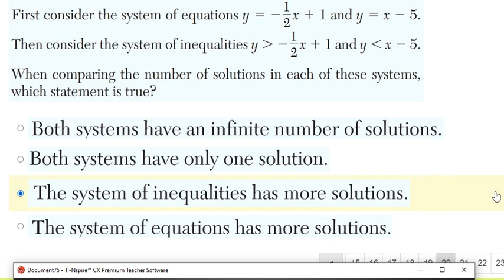The inequalities is going to always have more solutions than the equations. The only difference is if the system of equations is the same line, they're going to have infinitely many solutions as well. So that's what we're really looking for. But in this case, the system of inequalities absolutely has many more solutions than that single solution for the system of the equations. And that's question number 20.